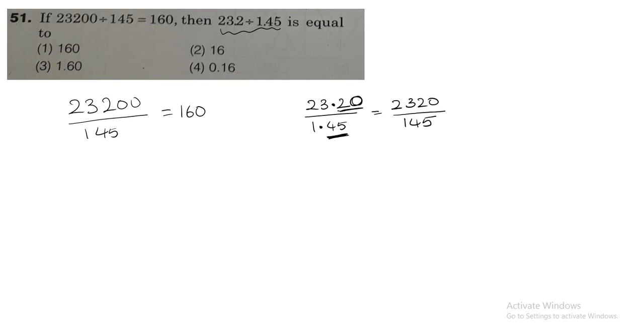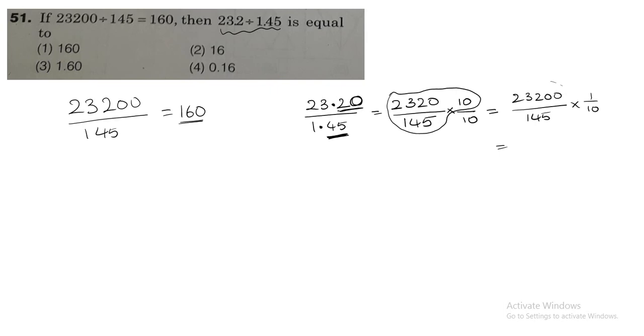Now since I know 23200 by 145 is 160, for that what I am going to do is multiply with 10 and divide with 10. Then this particular part will become 23200 divided by 145, into 1 by 10.